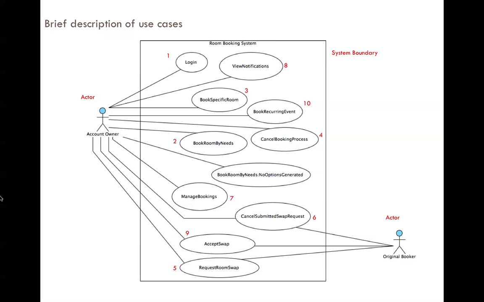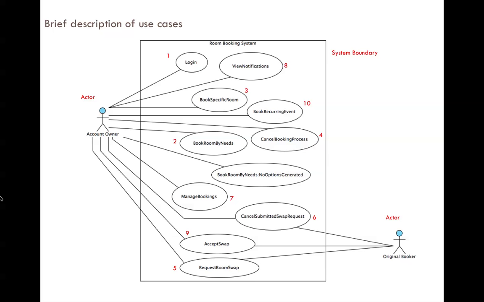We now provide a brief description of each use case of our room booking system. The large rectangular box represents the boundary of our system, and all the use cases are defined within the system boundary. Individual use cases are labeled according to their respective ID in the system's use case table. Use case 1, login, is when an account attempts to log into the room booking system.